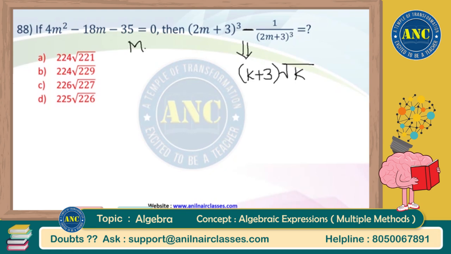So with my method 1, whatever I am teaching you right now, I will directly look from the answer options point of view. 221 plus 3 is 224. I already got my answer. 229 plus 3 is 232, but here it is 224, ruled out. 227 plus 3 is 230, ruled out. 226 plus 3 is 229, but here it is given as 225, ruled out. Within a second I am getting my answer as 224 into root 221.